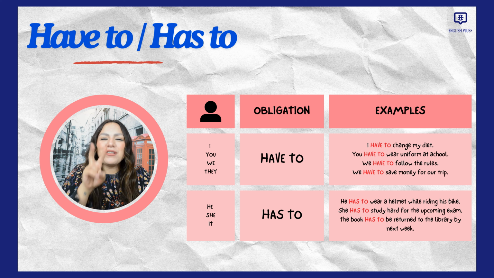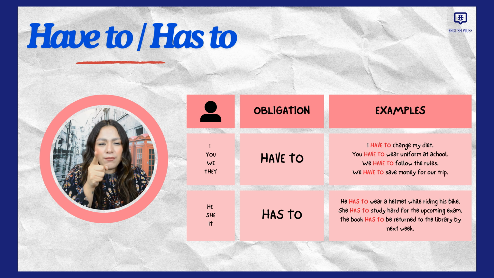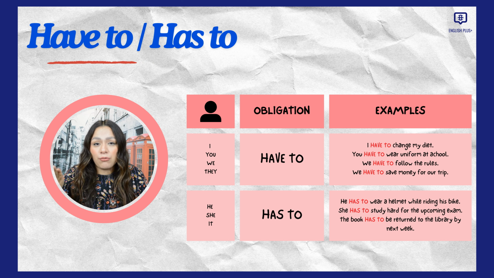Let's continue with the second example. You have to wear uniform at school. Maybe the obligation or the rule comes directly from the school, right?